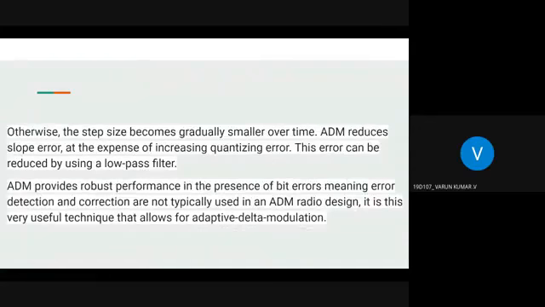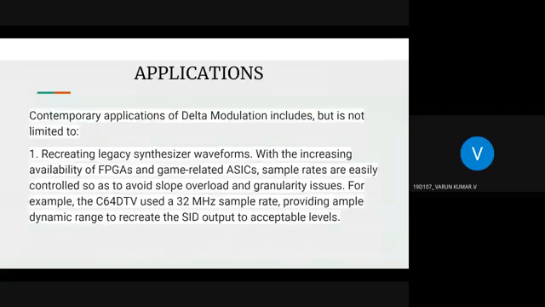The ADM reduces the slope error at the expense of increasing quantization error. The error can be reduced by using a low pass filter. The ADM provides a robust performance in the presence of bit errors, meaning error detection and correction are not typically used in the ADM radio design. It is this very useful technique that allows for adaptive delta modulation.